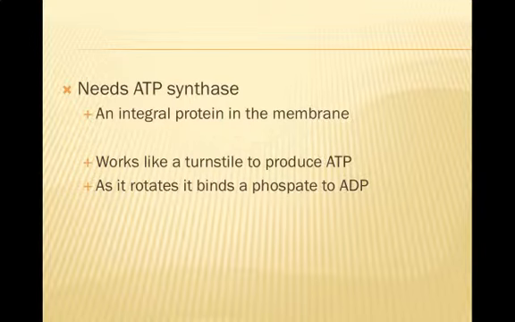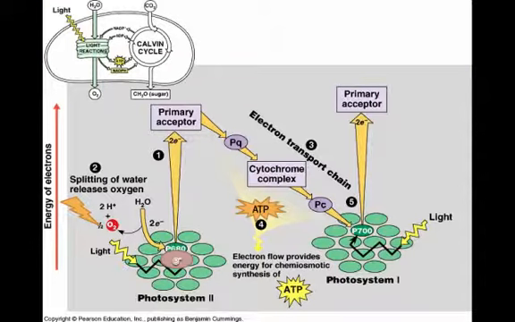So we have to have ATP synthase, which is on the ETC. It's an integral protein in the membrane, and it works like a turnstile to produce the ATP, and as it rotates it binds a phosphate to the ADP. So you have ADP, a phosphate, you bring through a hydrogen, turns the turnstile, click, phosphate's on, happy-go-lucky, it goes off as ATP. It's a fully charged battery.